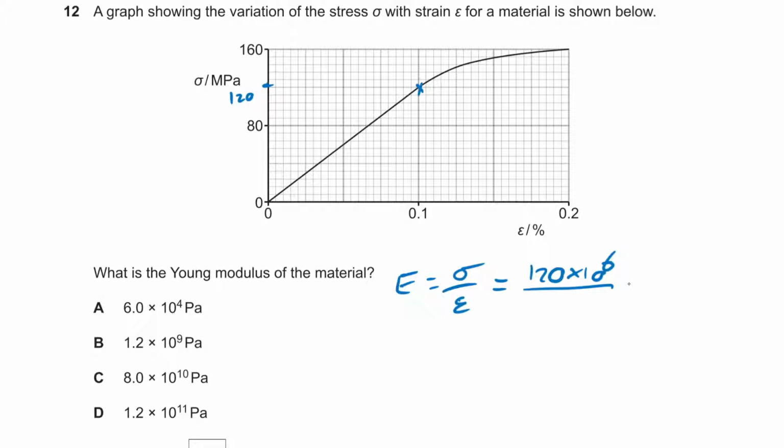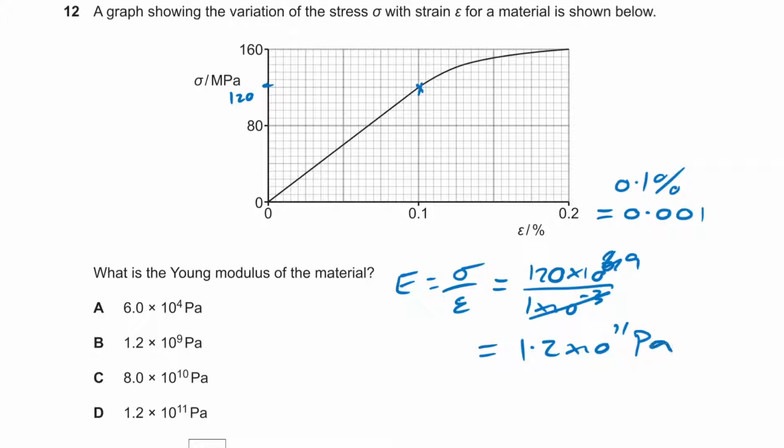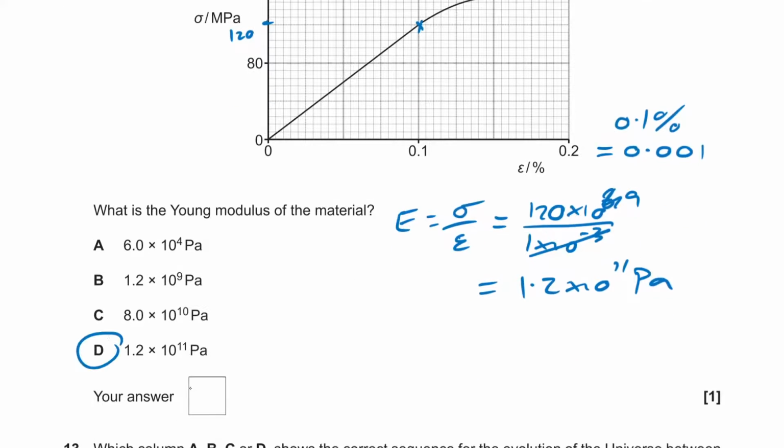Right, okay, so we've got to figure out what that is first. 0.1%, but we need it in decimals, so that's going to be 0.001. It's 1,000th, isn't it? So we can say 1 times 10 to the -3. So I can already see that it is going to be 1.2 times 10 to the something. But if we take the -3 onto the top, we end up with times 10 to the 9. So that is 1.2 times 10 to the 11 pascals. So the answer is D.